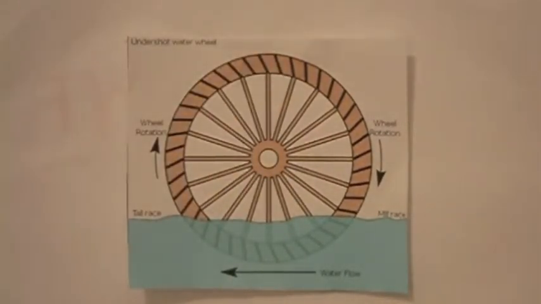The water wheel is a good example of how the energy transforms. As you can see, the wheel is rotating, and when the water flows, it becomes energy.